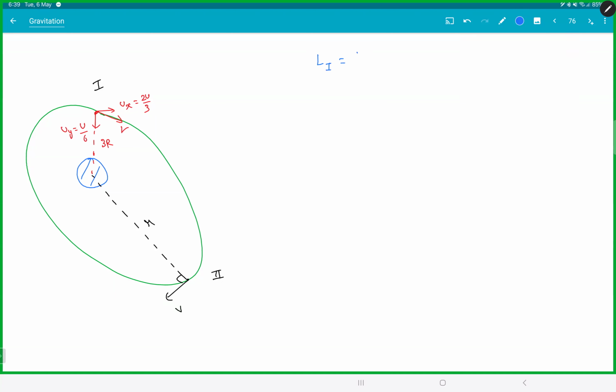So L1 is equal to L2. The initial angular momentum will use mass 3m/2. Remember, the mass has become 3m/2. It won't matter; luckily it'll get cancelled. You take only the perpendicular component, so that will be 3m/2 ux into 3r, which is equal to 3m/2 v into r. So this is one equation: v into r is equal to 3r into ux, which is 2u/3.